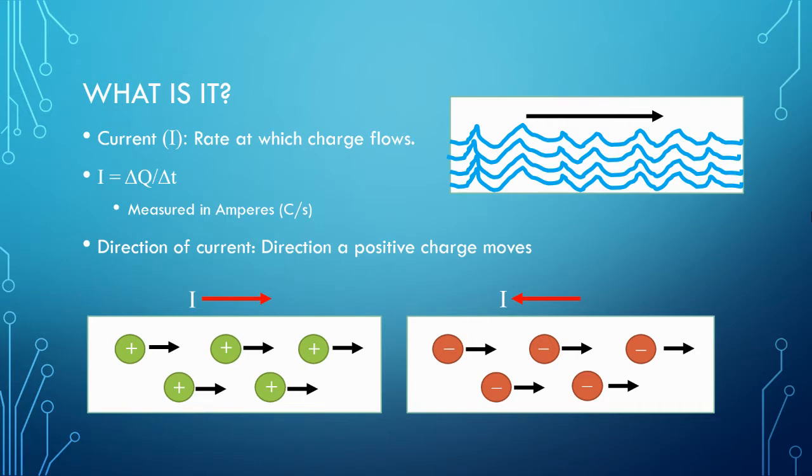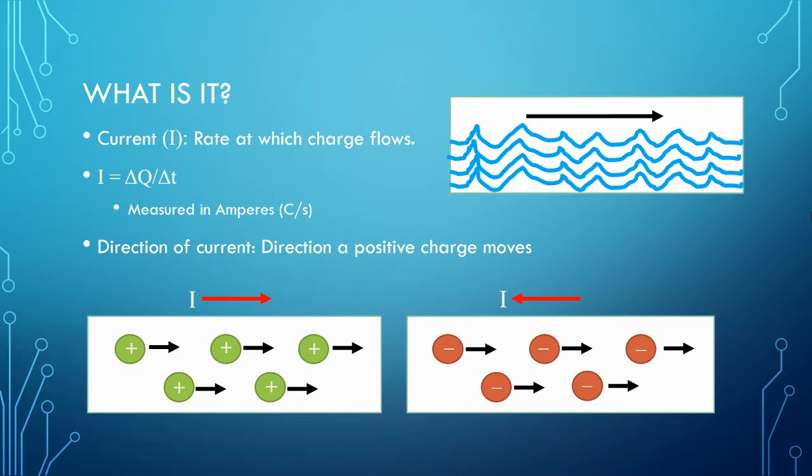So what is electric current? Current, represented by the letter I, is the rate at which charge flows through a conductor. That rate is equal to the change in charge, or Q, over the change in time. To help us understand that a little better, we have this example off to the right of water flowing through a pipe.